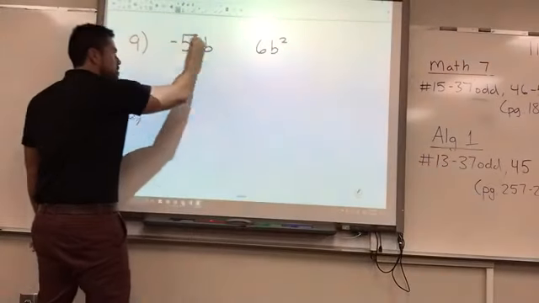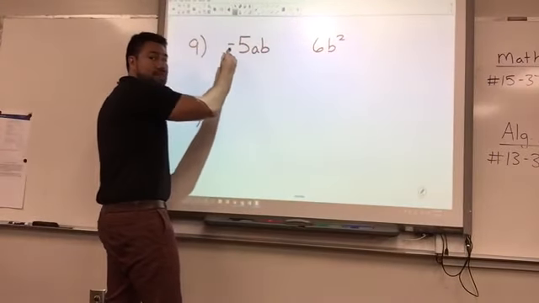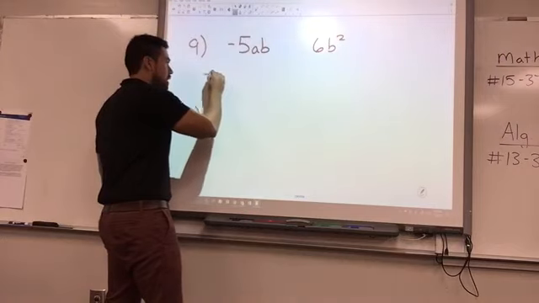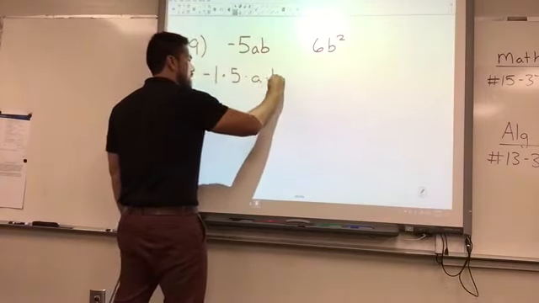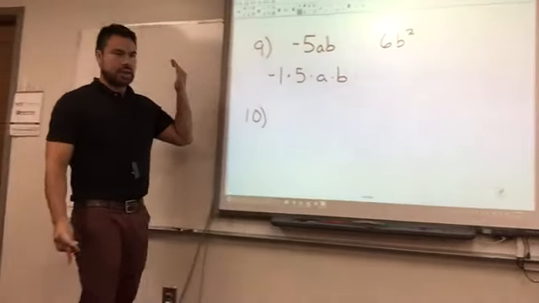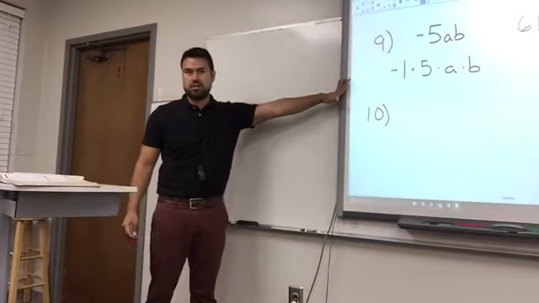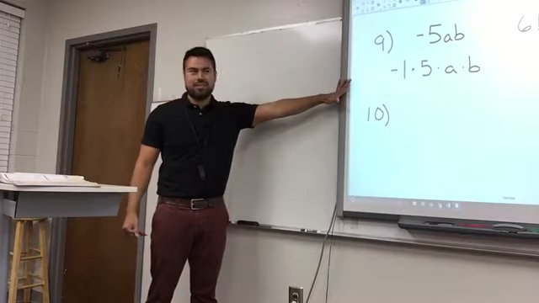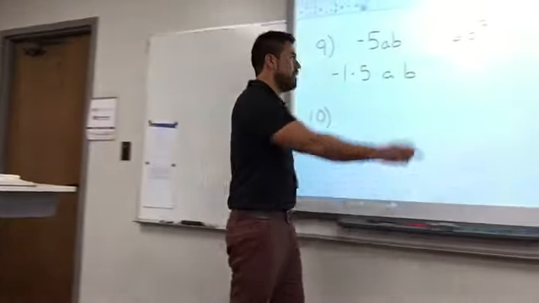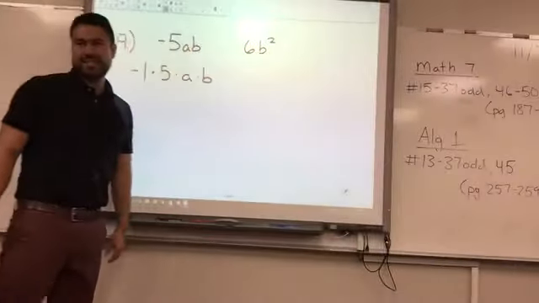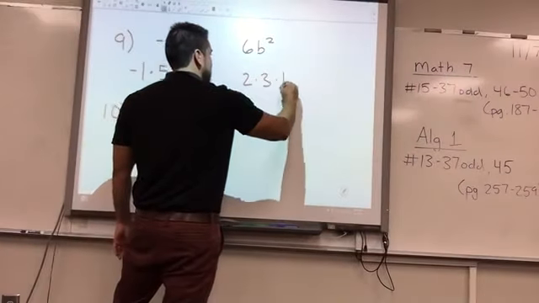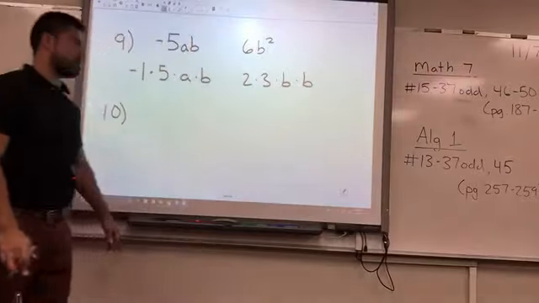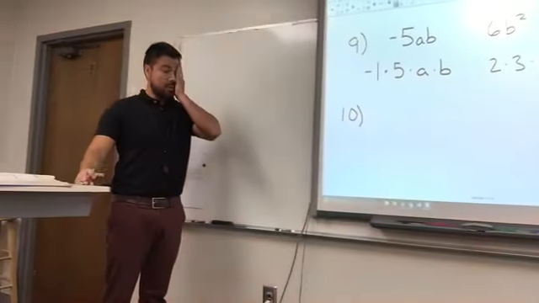Okay, prime factorization here. Remember, if you have a negative, do you remember how to break that down? Negative 1 times, and in this case, 5 times a times b. You have to take that negative out. So that's your prime factorization for that first number. The second one, what's the prime factorization of 6? 3 and 2. Yeah, you put 2 times 3 times b times b. That's the prime factorization of the second number.